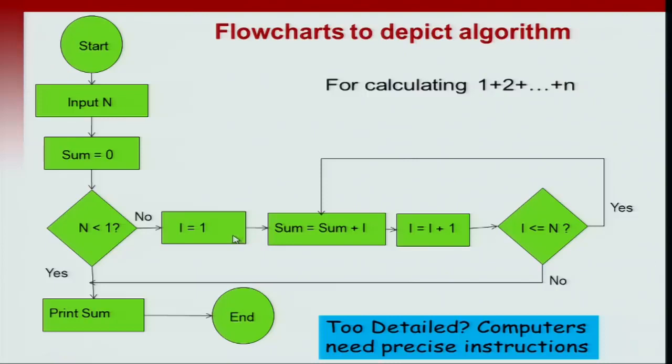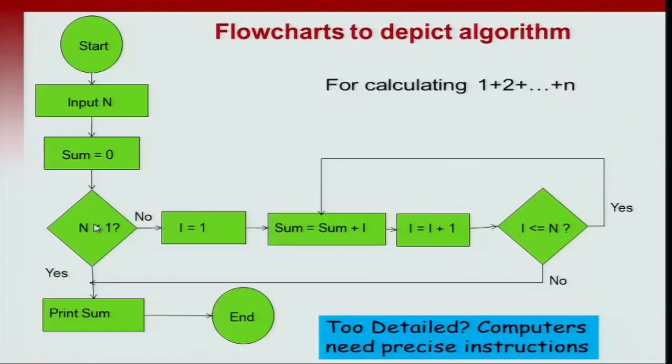So, you start with I equal to 1 and then add the ith number to the sum and then increment I. If I is already n, then you are done. If I is not n, then you go back and do the sum all over again, until you hit I equal to n. When you reach I equal to n, you come out of the loop, print the sum and end the program. So, this is a very simple flow chart.